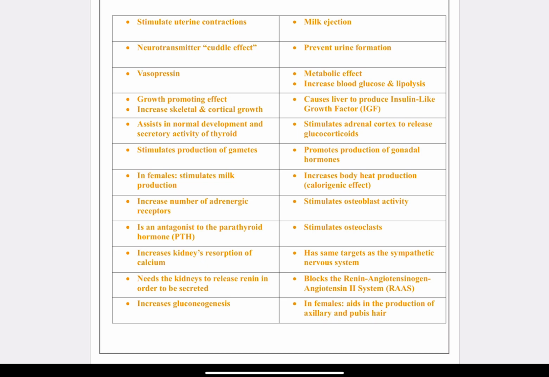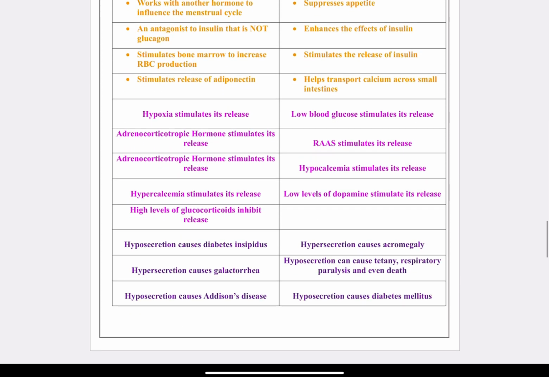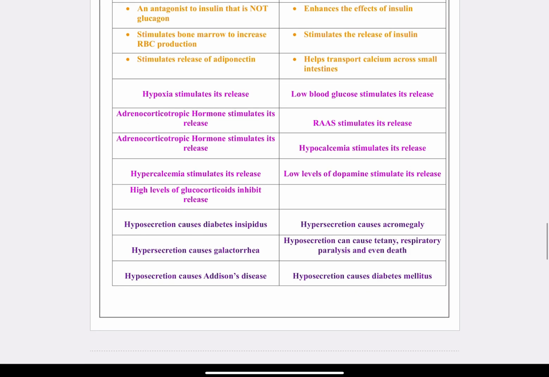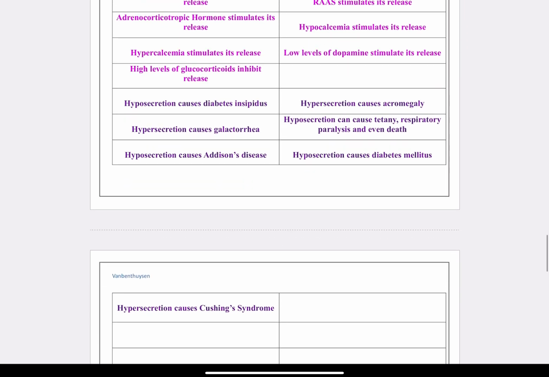Let's see if I can get my computer to scroll. And then this is what causes its release. And they're not in order. And then if we have hyper or hyposecretion, what particular disorder could we have?